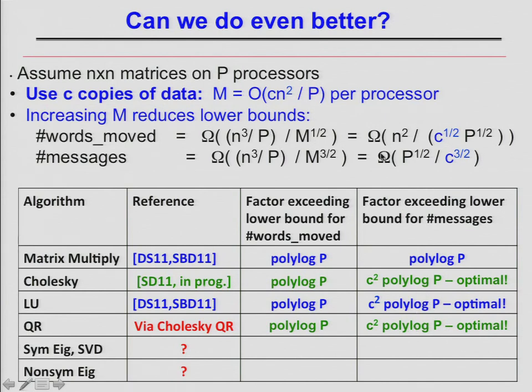So there's yet another piece of theory that says there's a separate relationship for the lower bound and the number of messages. And we don't know about these yet. So those are open questions.